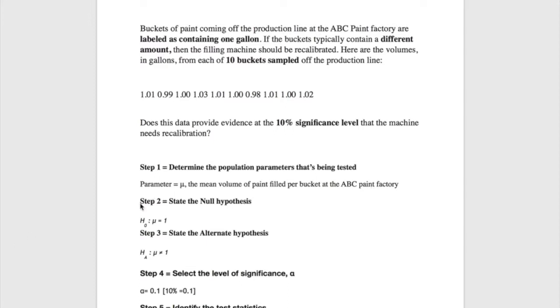Step 2 is to state the null hypothesis, that mu is equal to 1. It says that there will be no difference in paint whatsoever, and we don't need to recalibrate the machine.